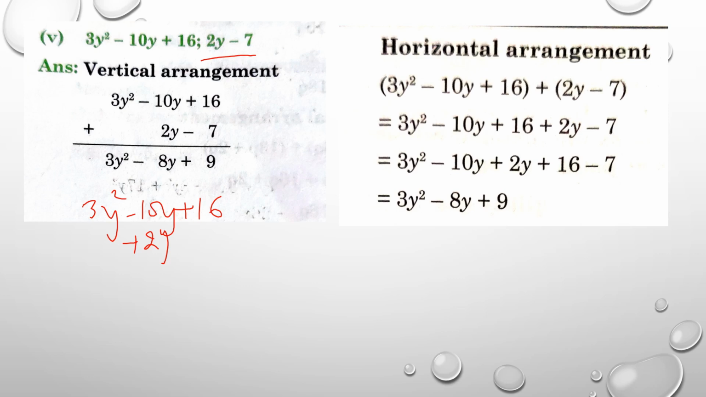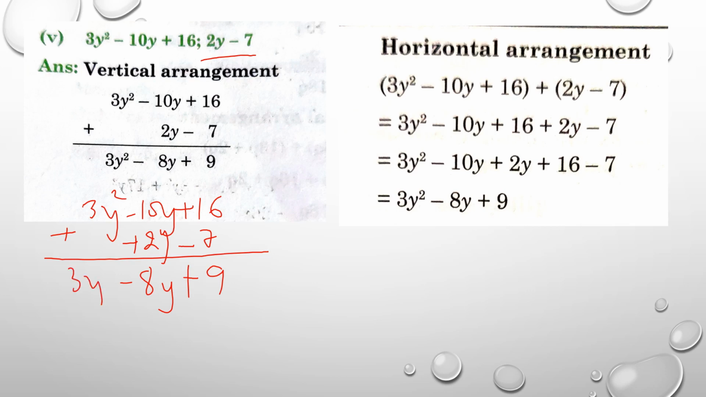Now we have to add. Now plus 16 and minus 7, both the numbers having different signs. So what you have to do? Subtraction. 16 minus 7 is what? 9. 16 is a bigger number. Before that which sign is there? Plus sign is there. So plus 9. Minus 10 plus 2, what you have to do? Subtraction. 10 minus 2 is what? 8y. 10 is a bigger number. Before that which sign is there? Minus sign is there. So minus 8y. And 3y square will come down.